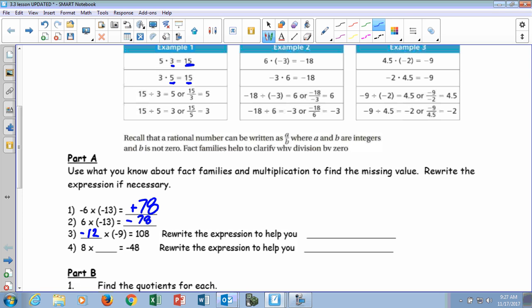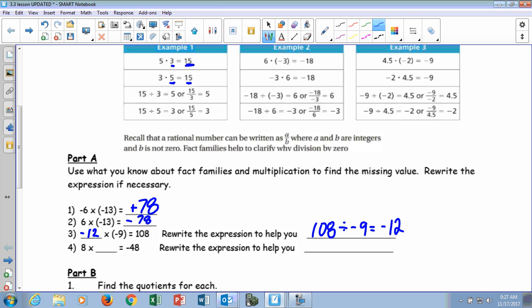Now again, we can rewrite this expression as a division sentence. You start with the product, which is 108. Then you divide it by one of the numbers you're multiplying. So we'll say divided by -9. And that should equal what? -12, because it's got to have every number in the sentence. So basically we just wrote this backwards: 108 divided by -9 equals -12. See how we wrote the multiplication sentence backwards?